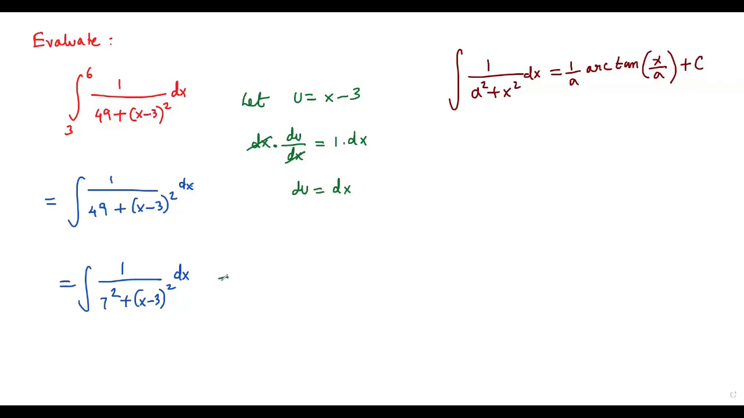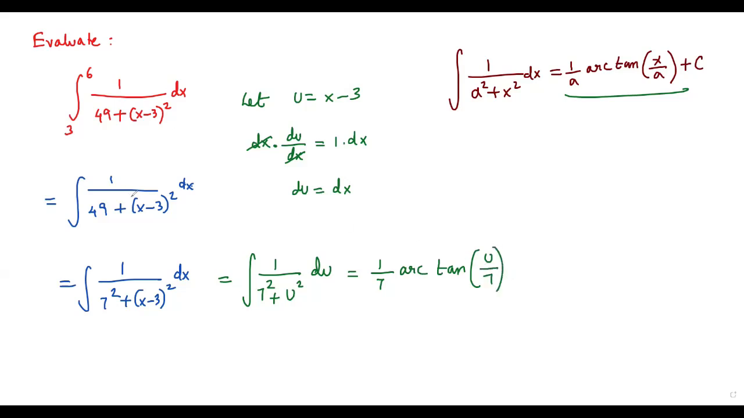Now let me continue the integration over here. Integral 1 over 7 square plus, now for this x minus 3, we can plug in u. Then this x minus 3 the whole square will become u square. And for this dx, we can plug in du. Now let's consider this particular part of the integration. It's exactly in the form of 1 over a square plus x square. Now we can use the formula to get the result of this integration. So what we have to do is write 1 over a. Instead of a, we have 7, so 1 over 7, arc tangent of x over a. For x, we have u, and for a, we have 7.